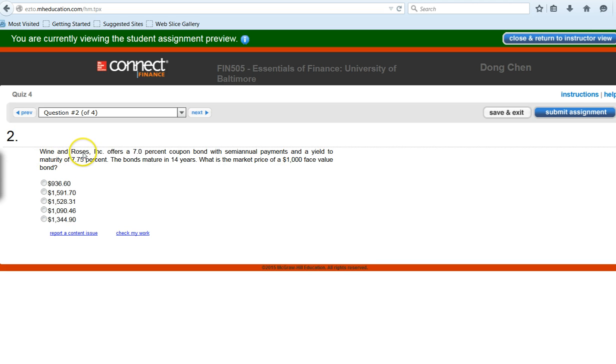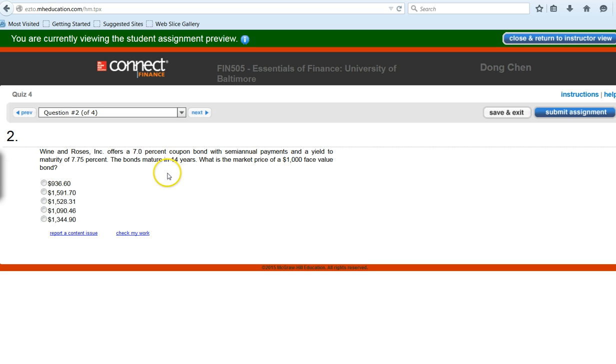Wine and Rolls Roses Incorporation offers a 7.0% coupon bond with semi-annual payments and a yield to maturity of 7.75%. The bonds mature in 14 years. What is the market price of a $1,000 face value bond? So this is actually a very conventional bond valuation question.